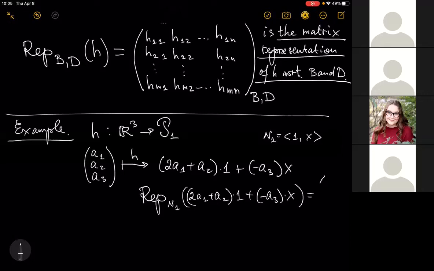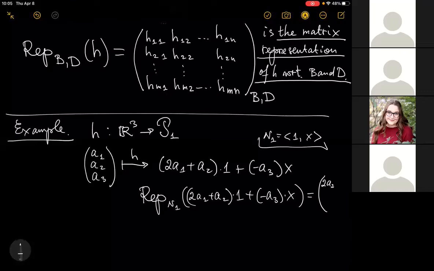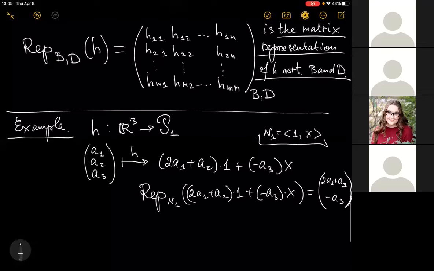2a1 plus a2... Could you please tell me what will be this representation with respect to these natural bases for the space of polynomials of degree 1? Would it be 2a1 plus a2, then negative a3? Yes, thank you. So it's this.